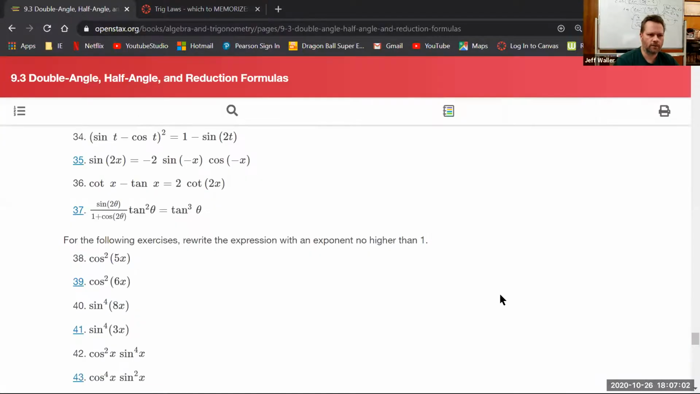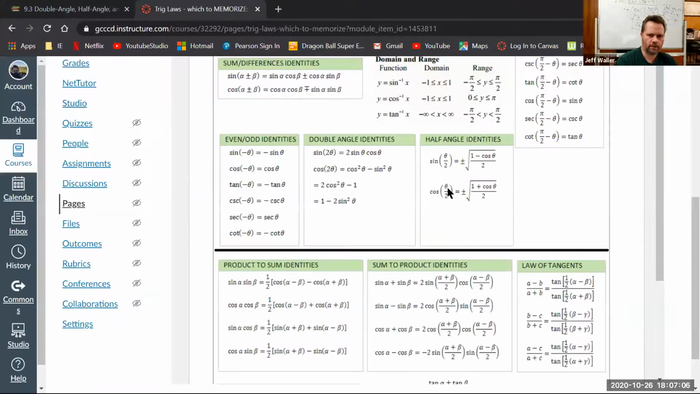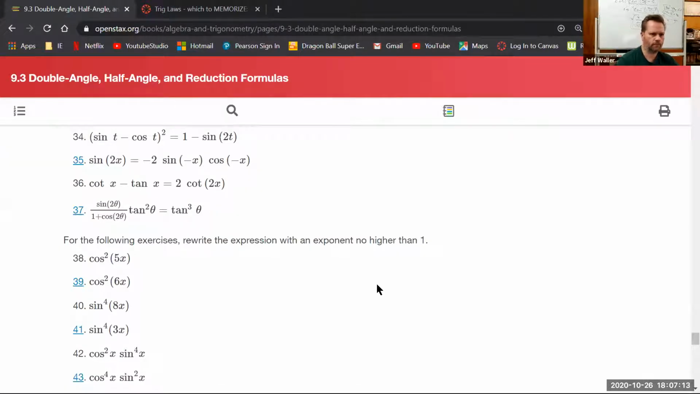All right. So for example, cosine squared, if you look at this guy or this guy, well, let's look at this guy here. Cosine, sorry, I'm going to write this down.